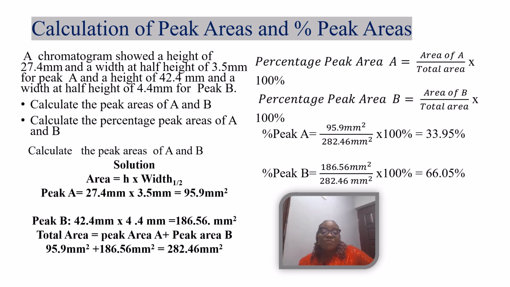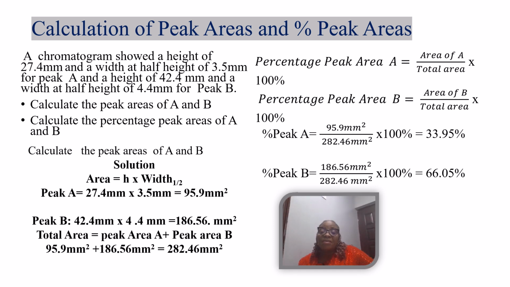We have answered the first question, the peak areas of A and B. Then the second one is the percentage peak areas of A and B. We are going to find out the total area. That means peak area A plus peak area B. And when we add both, we are going to arrive at 282.46 millimeters squared.